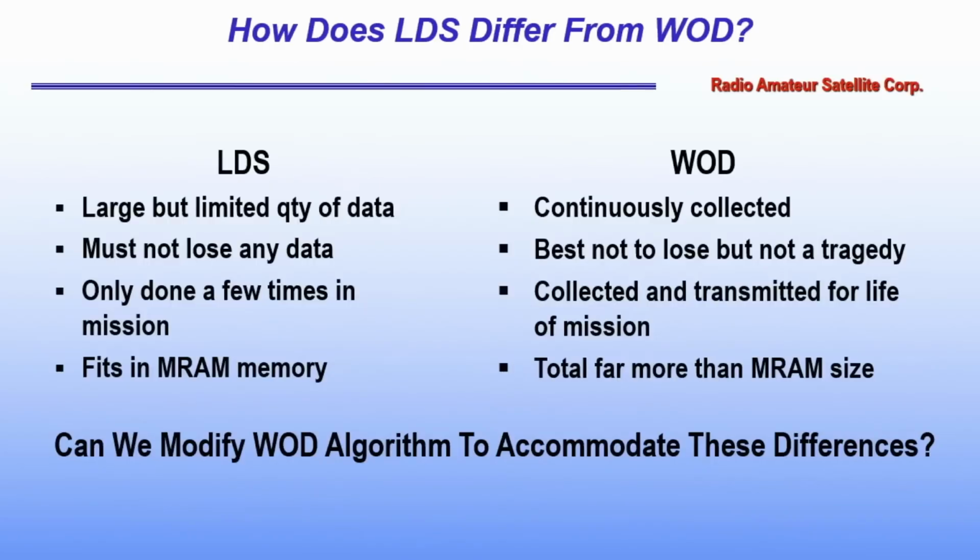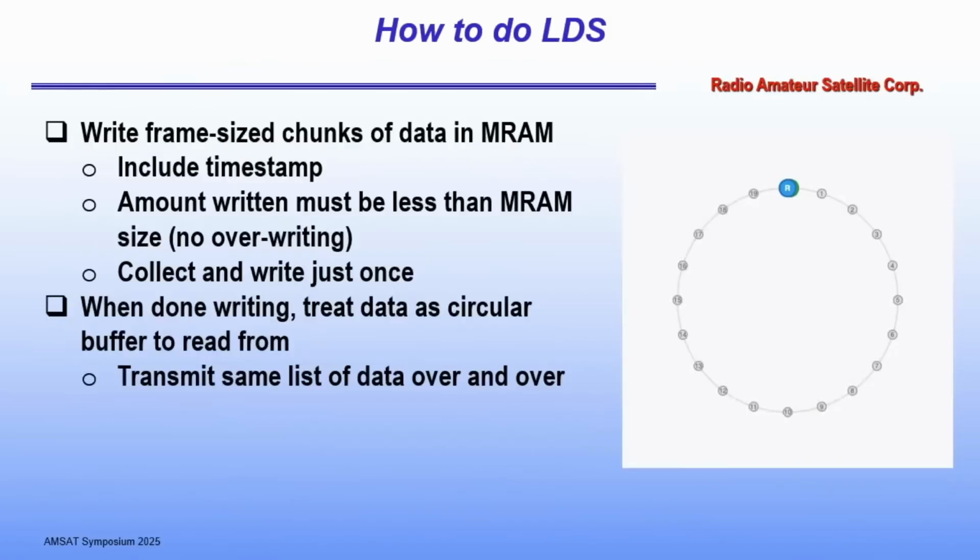for the entire mission. And LDS, the amount that we're collecting fits into MRAM, but whole orbit data over the life of the satellite is far greater than the total MRAM size. So then the question is, can we modify the whole orbit data algorithm to accommodate these differences? And I wouldn't be here if the answer didn't seem to be yes.